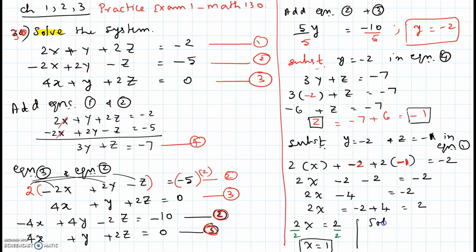So now the solution to the problem is the values of all the variables: x equal to 1, y equal to negative 2, and z equal to negative 1. You can also write this as an ordered triple: 1, negative 2, negative 1. That is the solution to the problem.